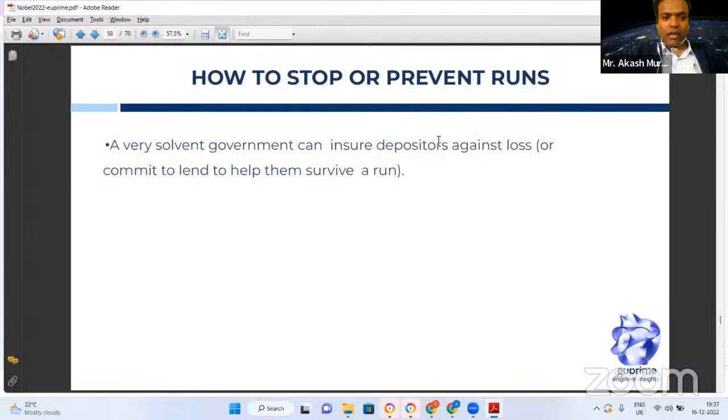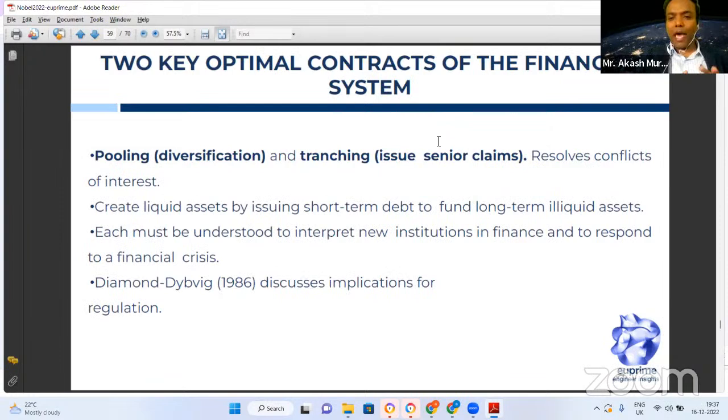A very solvent government can insure depositors, which is the deposit insurance that I told you about, which ensures that there is no panic in the market. All this conveys the point that we are trying to ensure that there is no panic in the market and people don't withdraw and create bad equilibrium conditions, which ensure that there is more panic. This is a self-fulfilling prophecy, which ensures that more people pull out their money, and all the banks sort of go bankrupt at the same time. To prevent that, all this work was done.